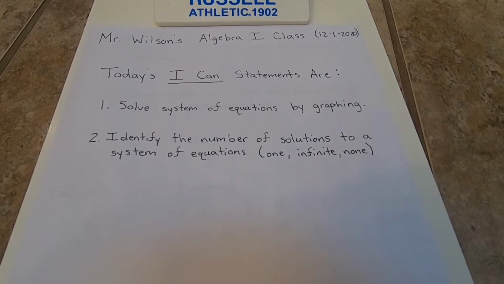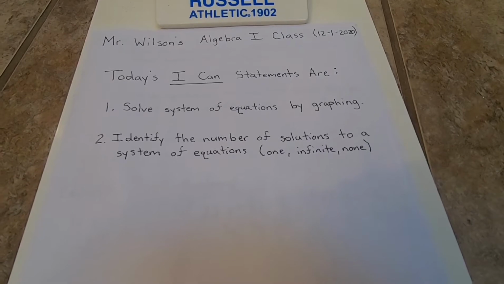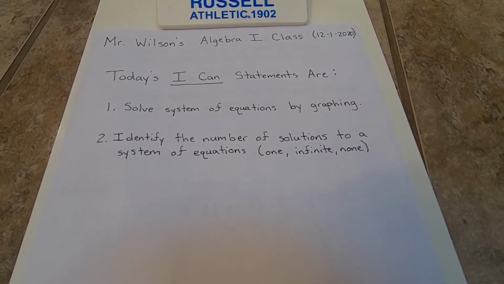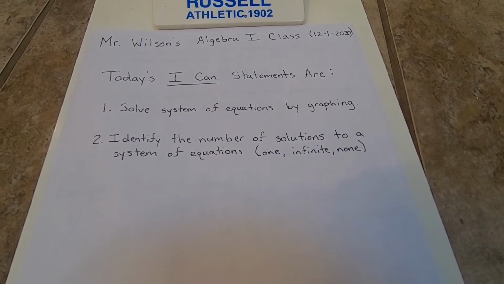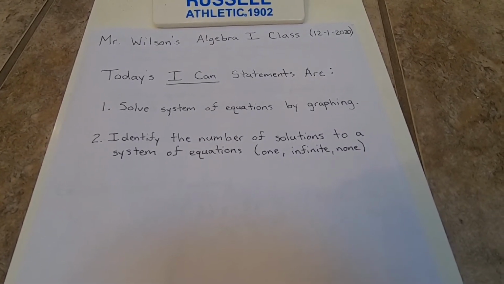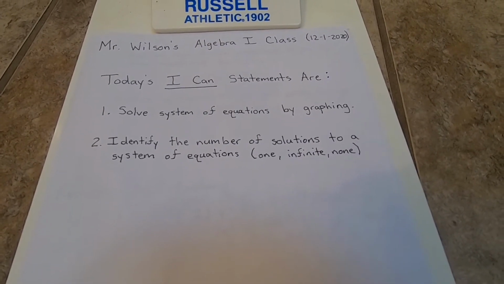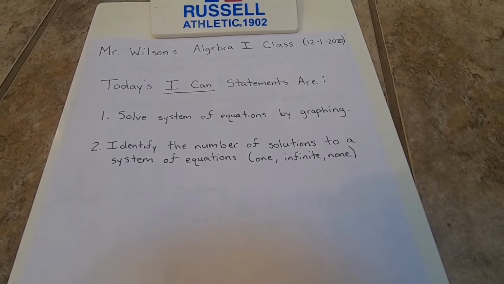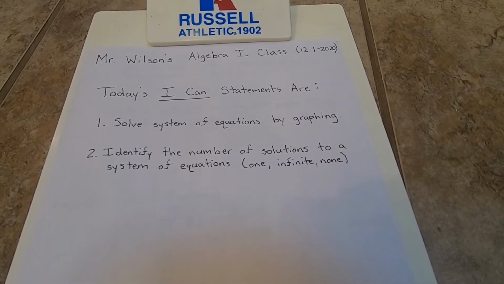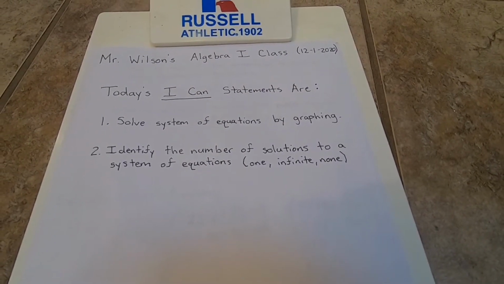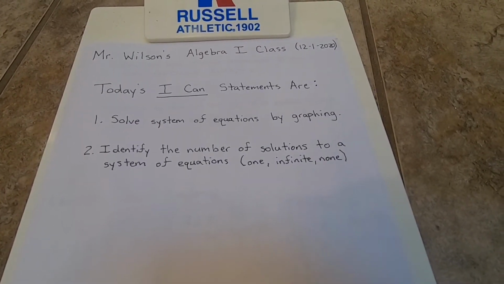We will be continuing on with our equations. Today we are actually moving from graphing just a single equation into an XY coordinate grid into graphing multiple linear equations into that same grid. It is called a system of equations, and we're going to determine by the graph of those systems what the solution to those problems are, and on top of that how to identify the number of solutions in a system of equations. So today's I can statements are on the board.